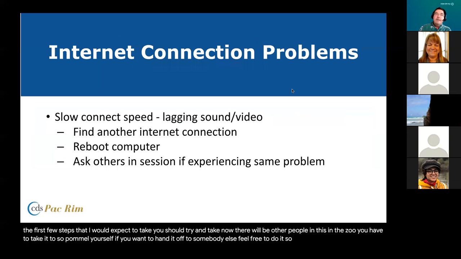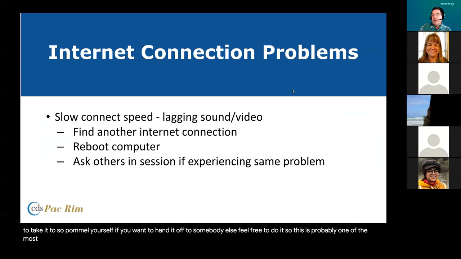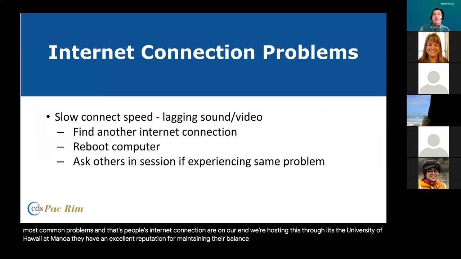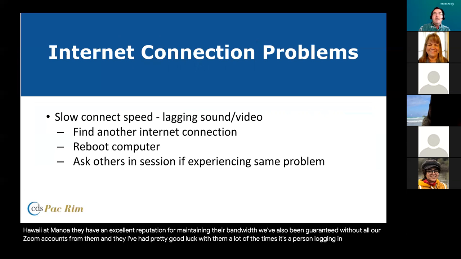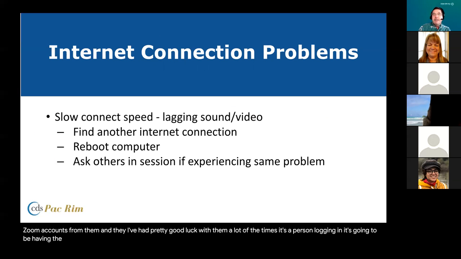Okay, so this is probably one of the most common problems, and that's people's internet connection. On our end, we're hosting this through ITS, the University of Hawaii at Manoa. They have an excellent reputation for maintaining their bandwidth. We got all our Zoom accounts from them, and I've had pretty good luck with them. A lot of the time it's the person logging in that's going to be having the challenges. Just to give you some idea of the types of things that could happen.